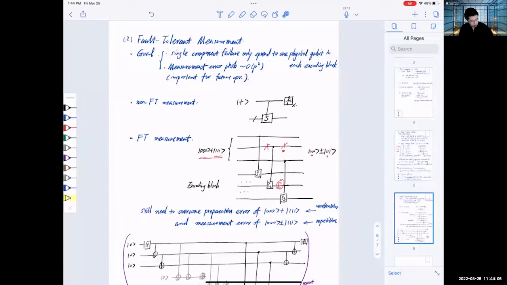Yeah, so I think that's related to the topic on fault tolerance that I want to talk about. And if there are no additional questions, I would move on to the last topic related to control and measurements.